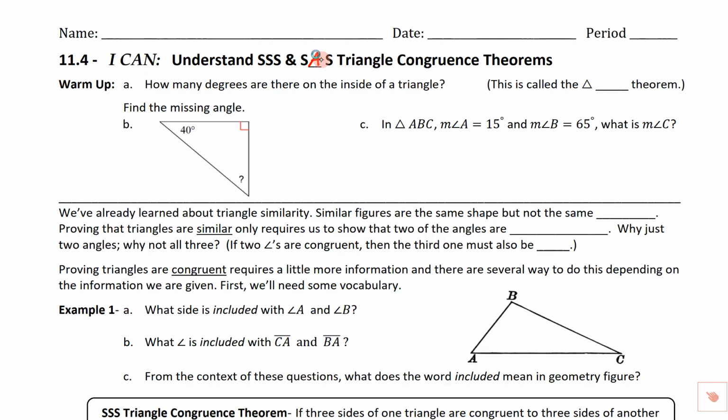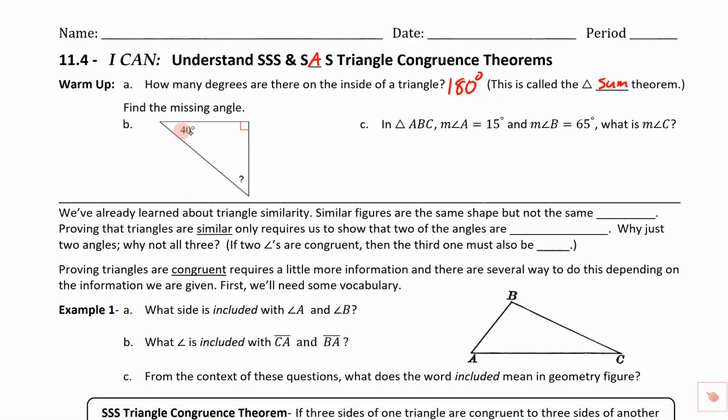So to start this off, in the warm-up it says, how many degrees are there on the inside of a triangle? So if we take the inside of a triangle, there are, of course, hopefully everybody remembers, 180 degrees. This is also called the triangle sum theorem. It doesn't matter what triangle you have, anywhere, anytime, any planet or whatever. If you've got a triangle, if you take those three angles on the inside of a triangle and add them together, you always get 180 degrees.